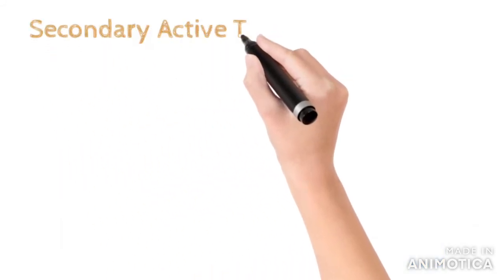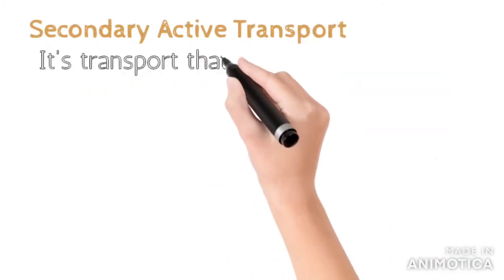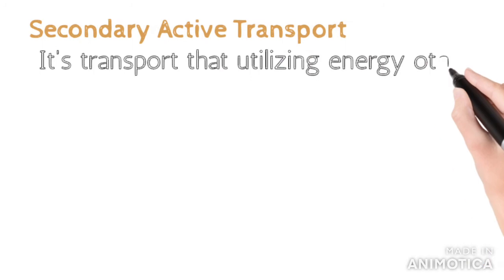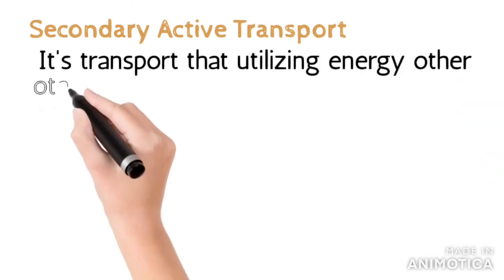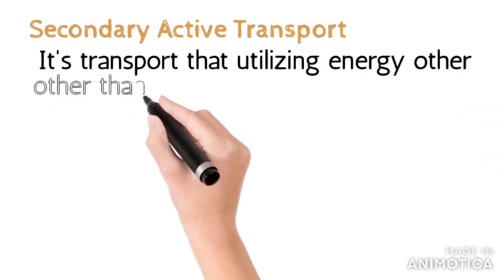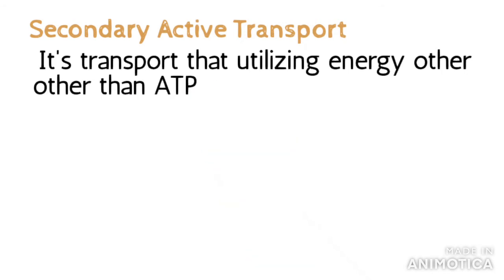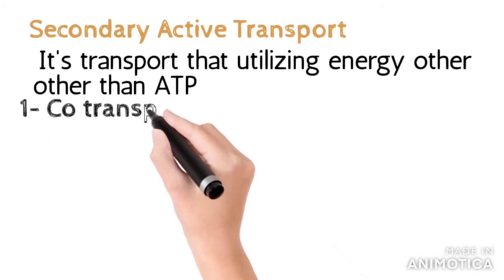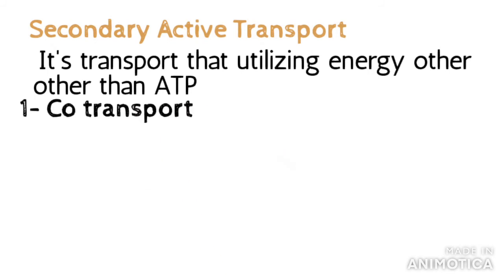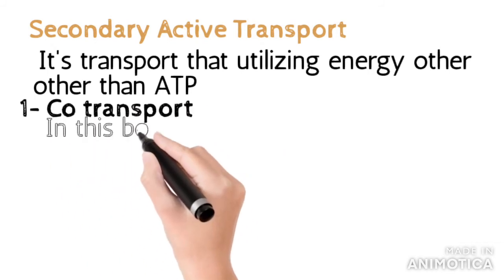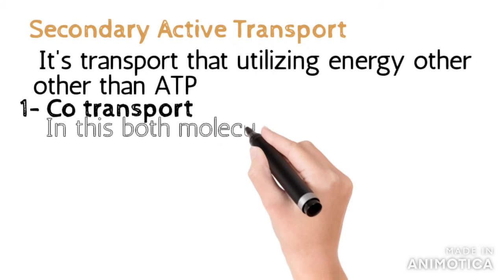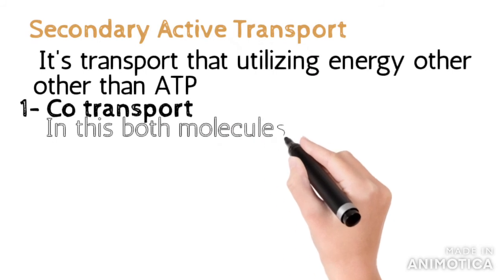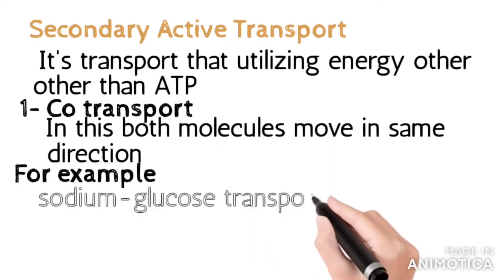Now secondary active transport. It is a type of transport in which an energy molecule other than ATP is used and allows the substance to move across the cell membrane. There are two types of secondary active transport. Number one is co-transport and the other is the counter-transport. In co-transport, both the molecules move in the same direction. For example, sodium glucose transport.